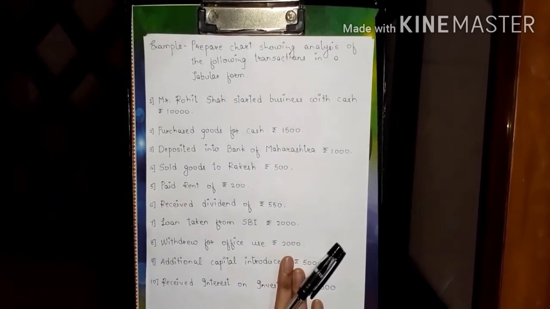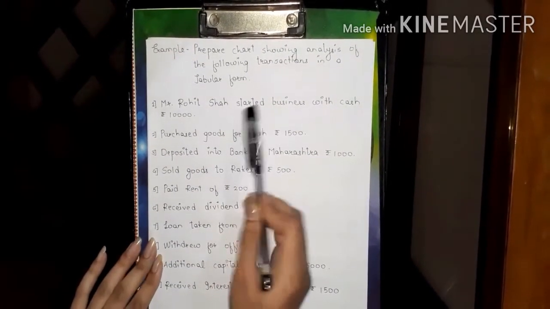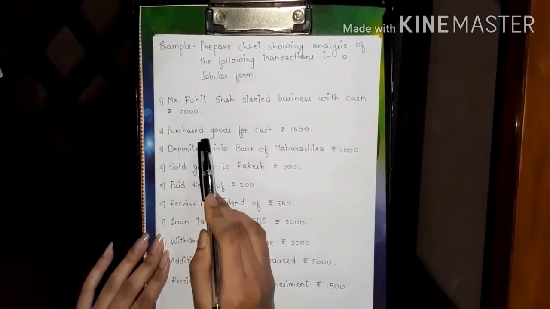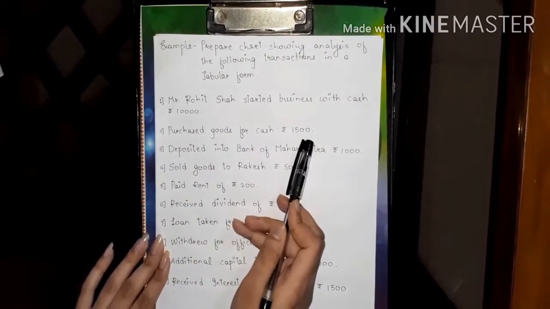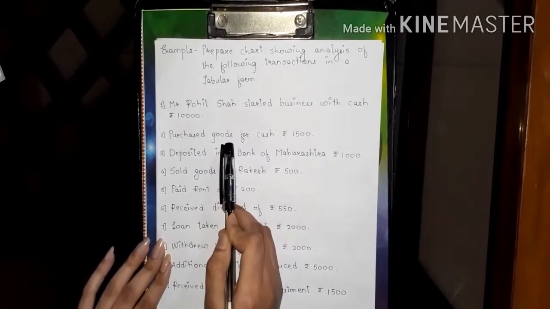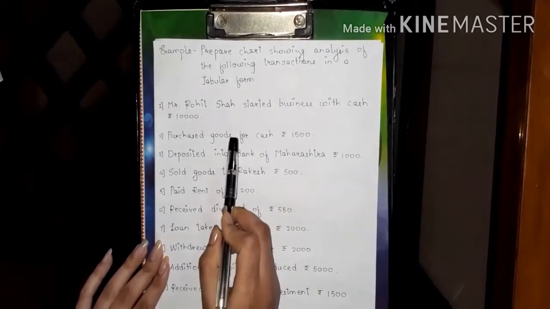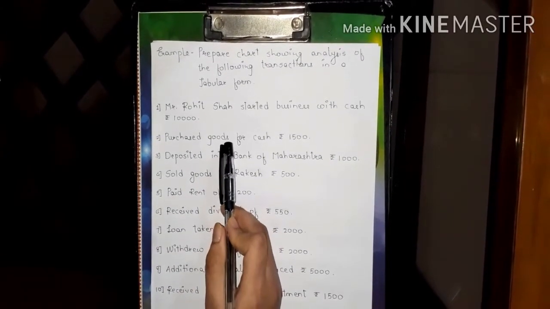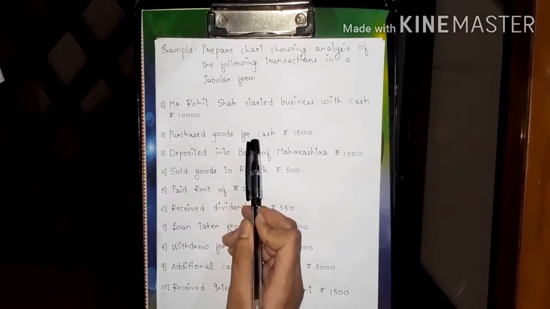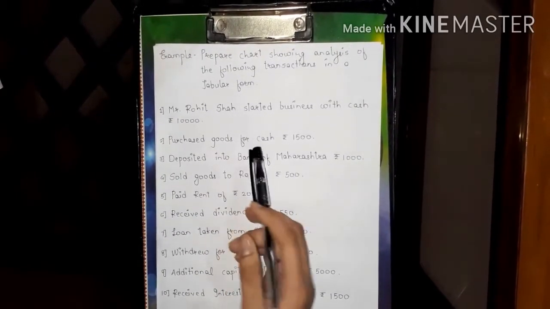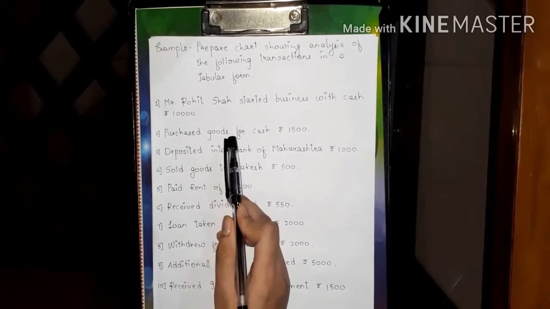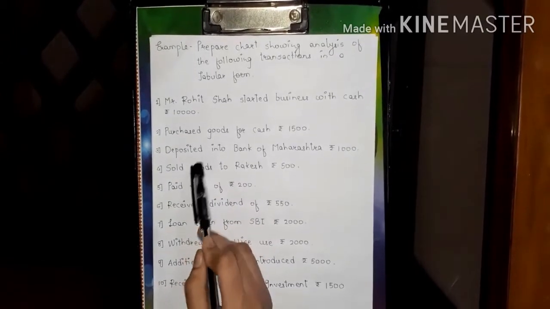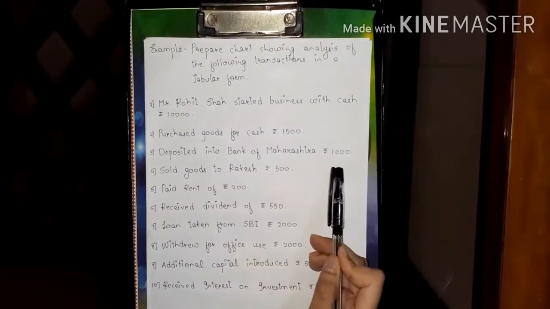Okay, so let's start. First, Mr. Rohit Shah started business with cash rupees 10,000. Second, purchased goods for cash rupees 1,500. Now goods are the products that are being purchased. So another name for products is goods. This is a commerce term, so you have to remember it. We do not frequently use the term product; in commerce, goods is the term that is used multiple times. Okay. Third, deposited into Bank of Maharashtra rupees 1,000.